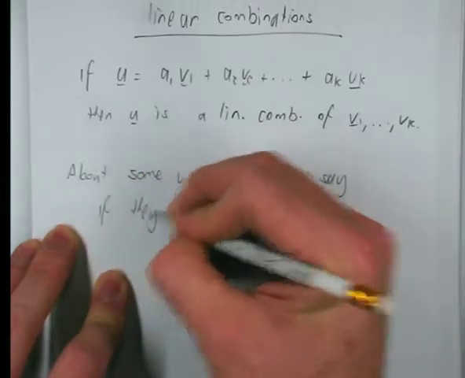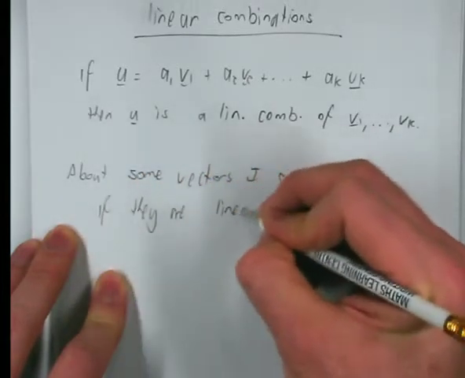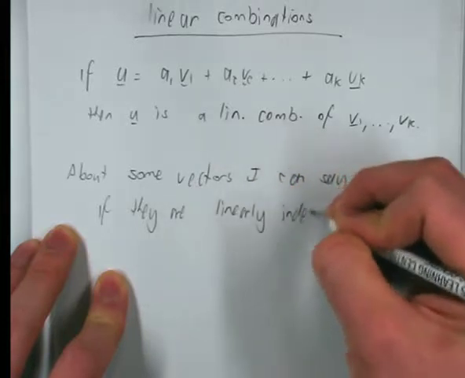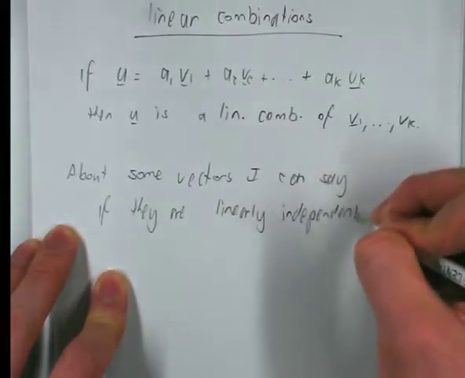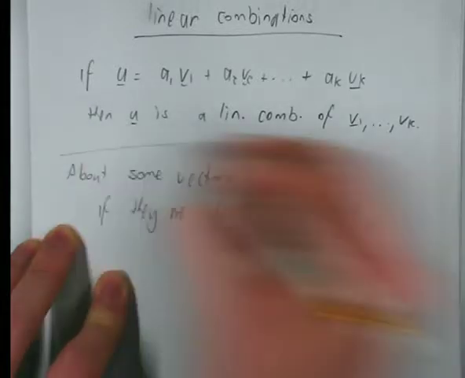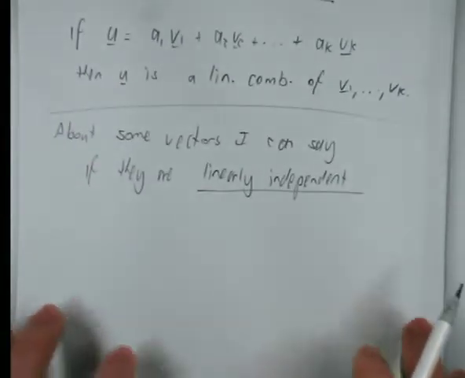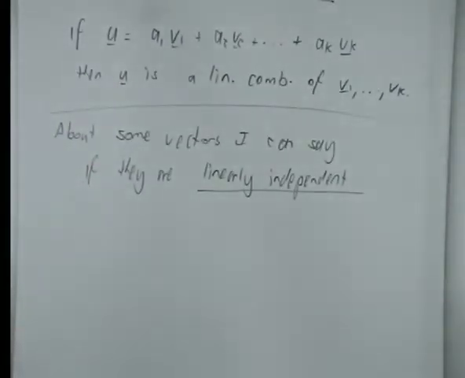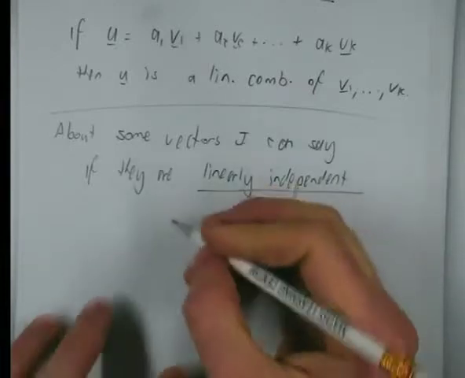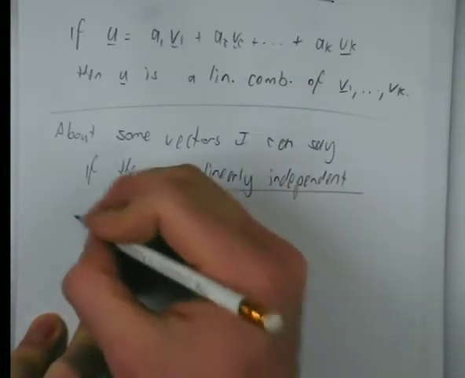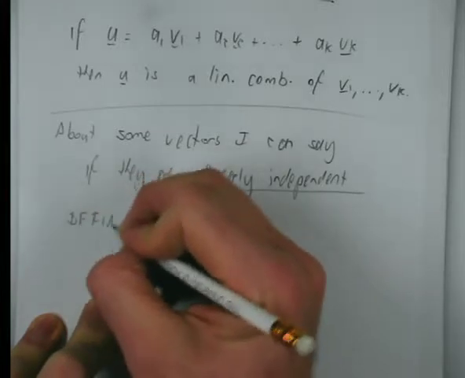So, that means that about vectors I can say if they are linearly independent or not. Okay, so about some vectors I can say if they are linearly independent or not. And it's all to do with the linear combinations. And there is a definition, and there are a whole lot of other things that you can look for to tell if it is or it isn't without having to use the definition, which is really important. Okay, so the definition is this.